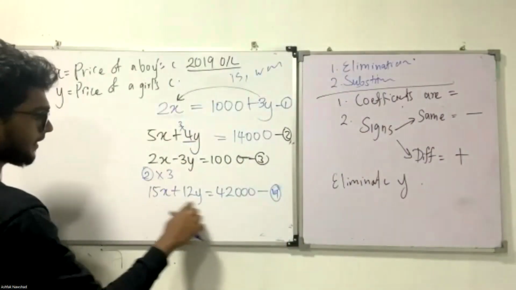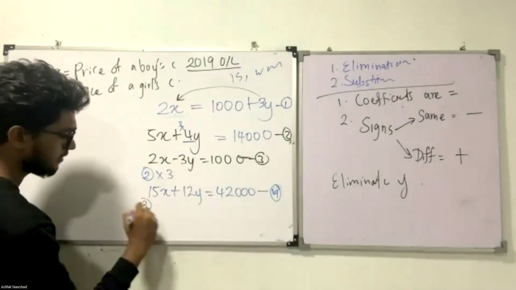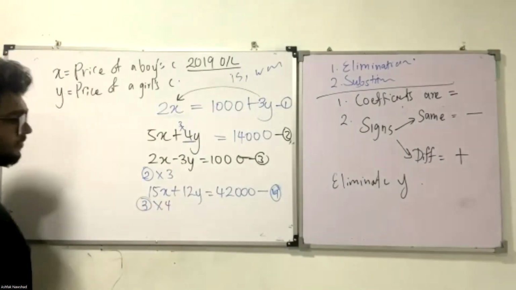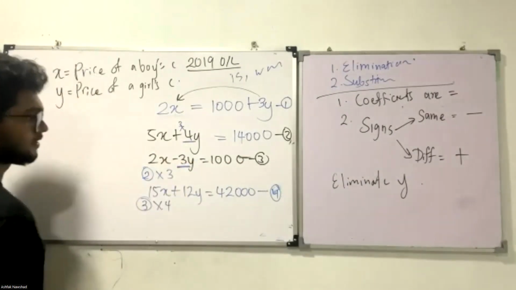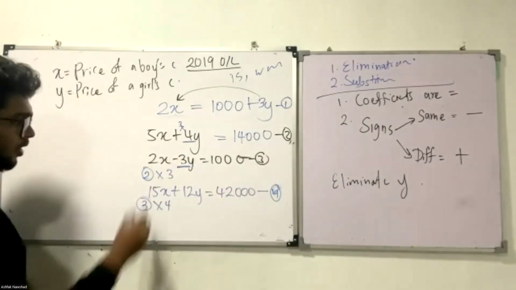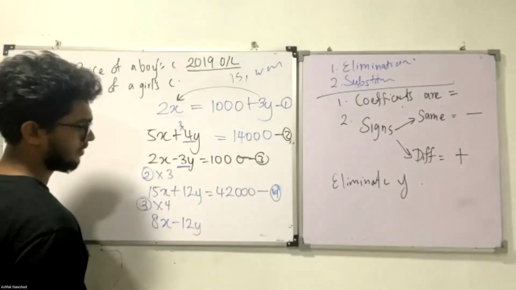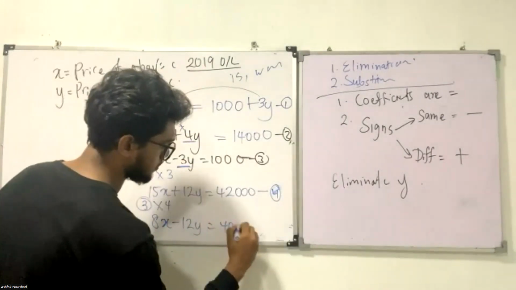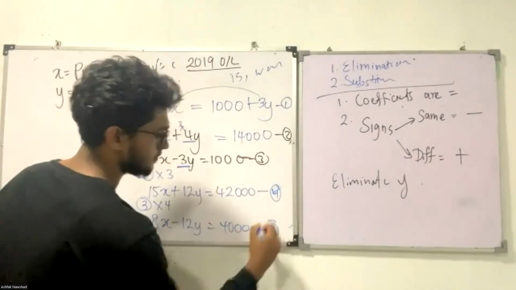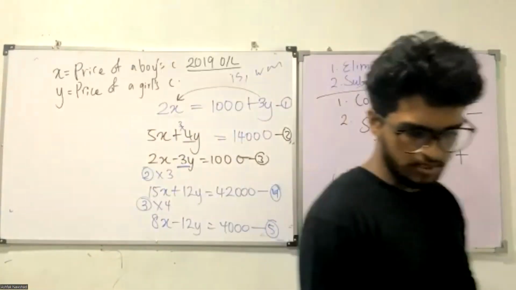Right. So we made this 12. Likewise, we want to multiply this by 4 because I want this to be 12. So I'll have to multiply the equation by 4. 2 times 4 is 8, 3 times 4 is 12, 1000 times 4 is 4000. I'm getting answers. That's good.